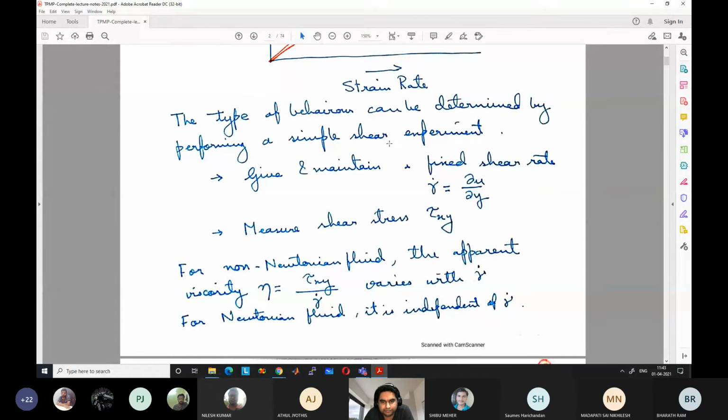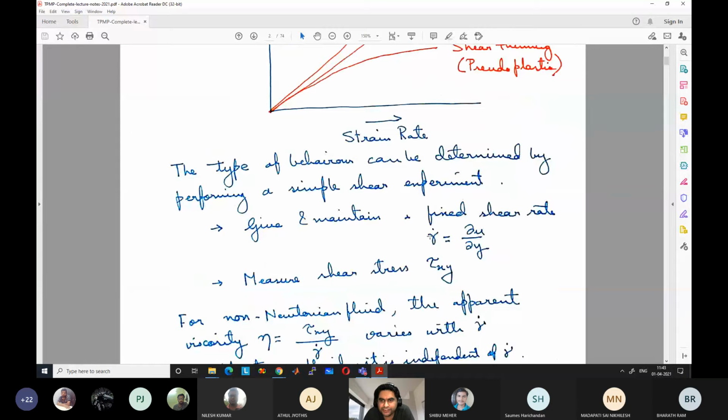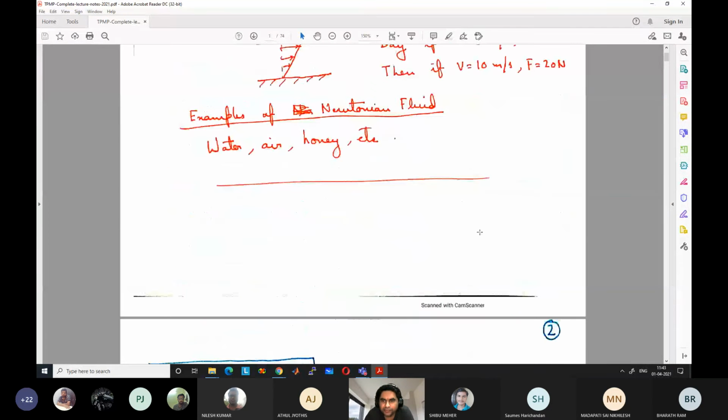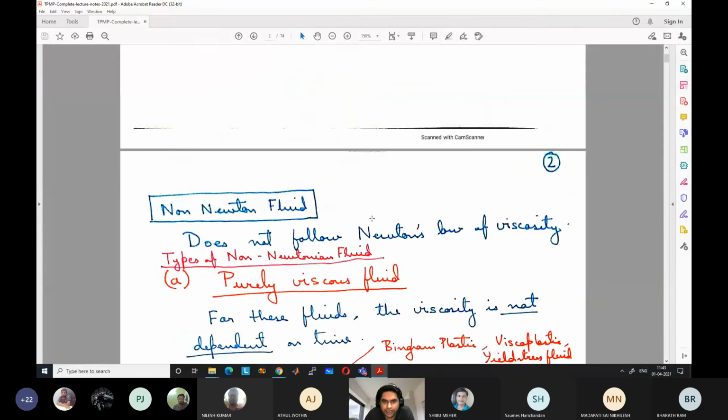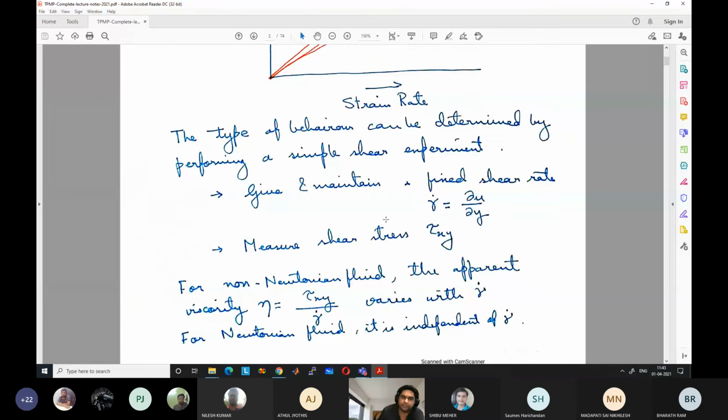So you maintain a fixed shear rate. You have a bottom plate which is fixed and a top plate moving with a constant velocity, and you measure the shear stress. How will you measure the shear stress? You can measure the force, and dividing by the area we get the stress. Now you make the shear rate twice and again measure the shear stress. Then you make the shear rate three times, and again measure the shear stress. Like this you can plot the shear stress for various shear rates, and you will be able to obtain plots like this.